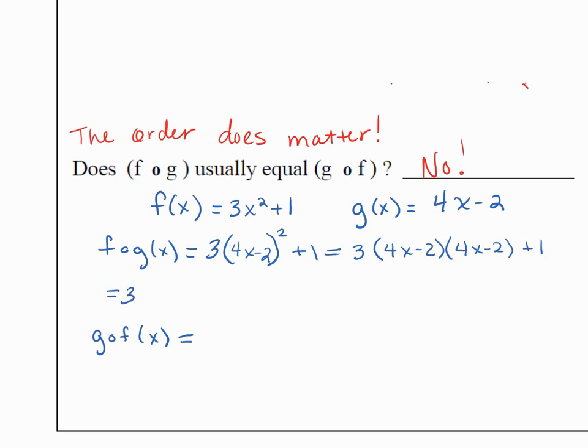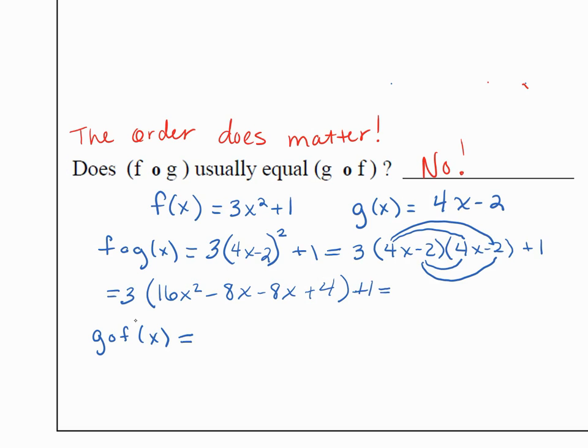Now, like you've seen a lot already in this section, we're going to have to FOIL these. So I'm going to start parentheses, and we're going to FOIL 4x minus 2 times 4x minus 2. So we do 4x times 4x, so that's 16x squared. Outside 4x times negative 2 gives us negative 8x. The inside also gives us negative 8x. And the last one, negative 2 times negative 2, gives us plus 4. And then we have this plus 1 at the very end.